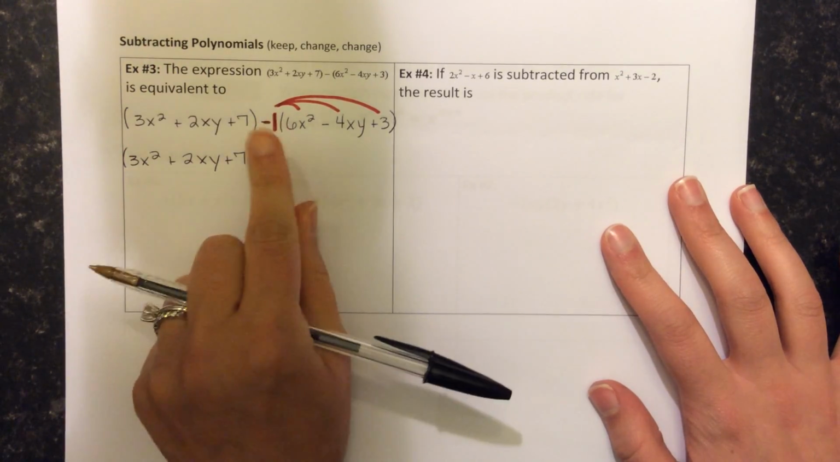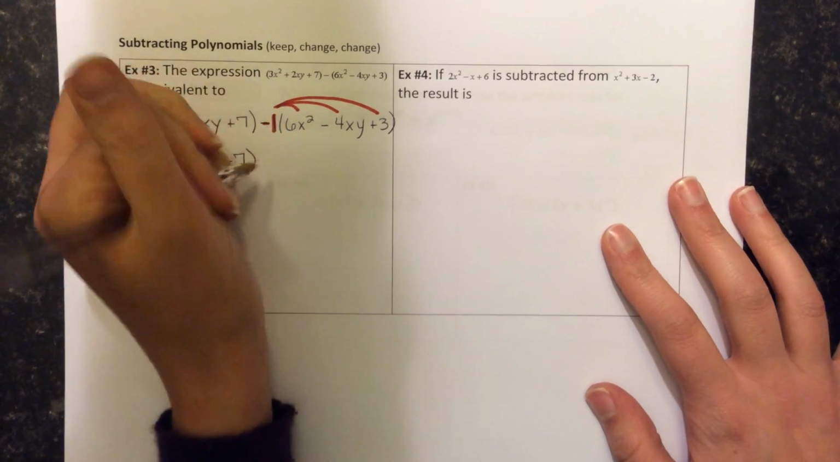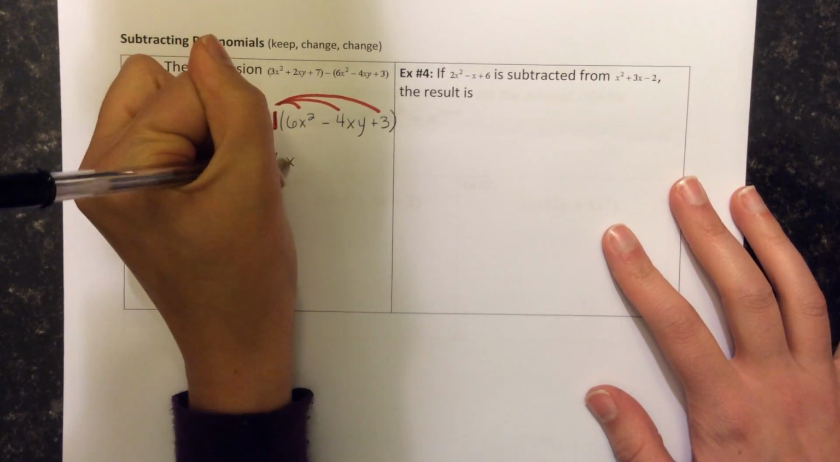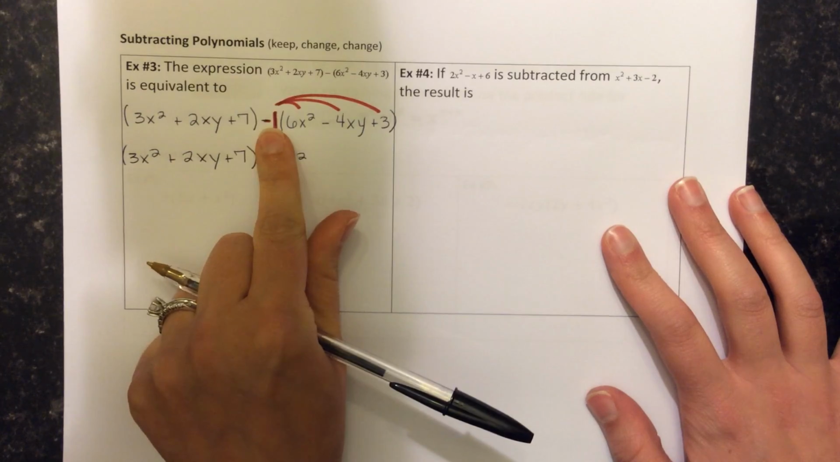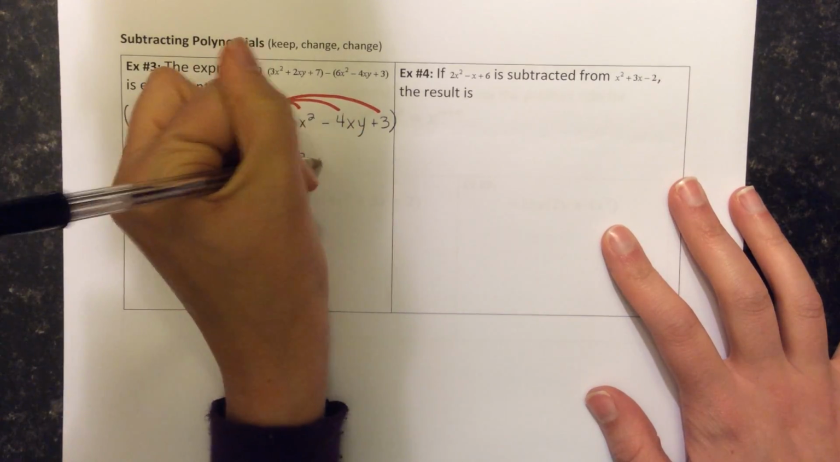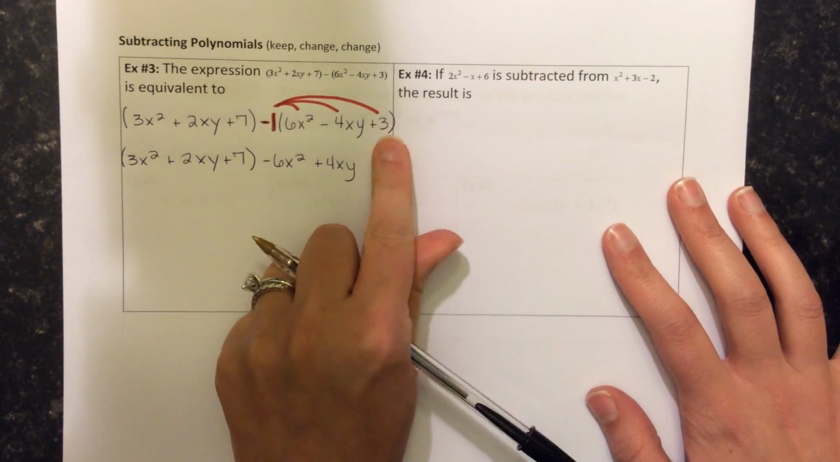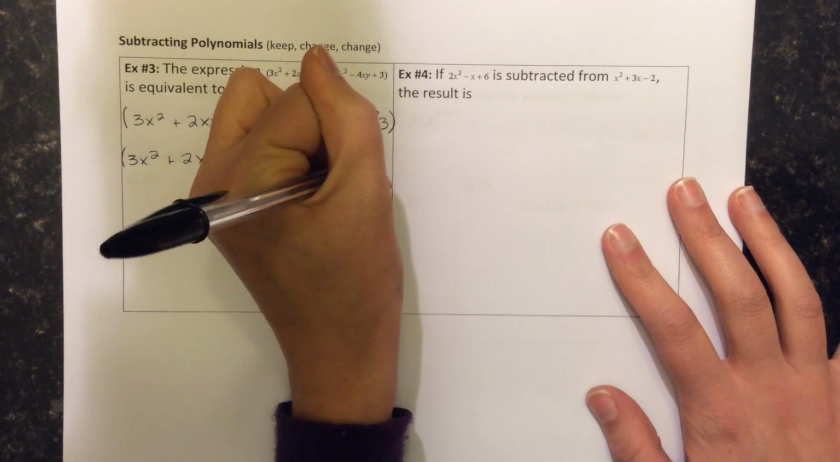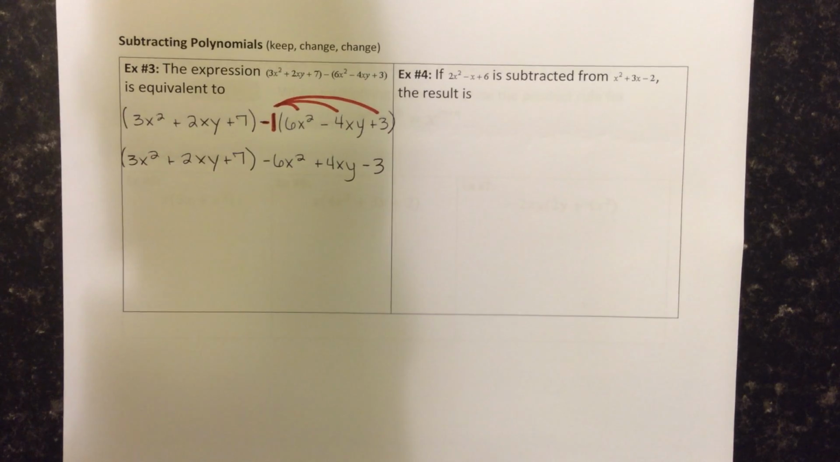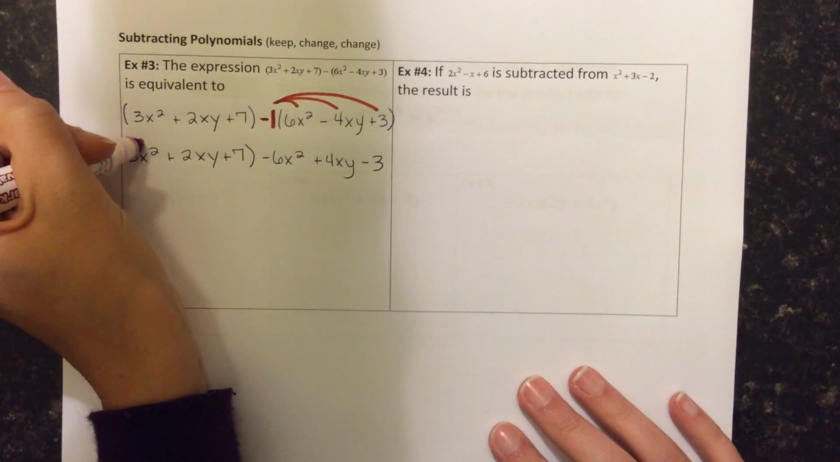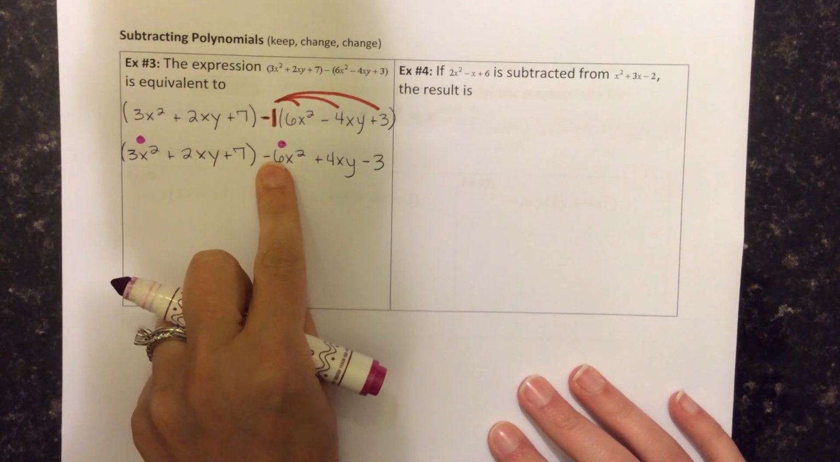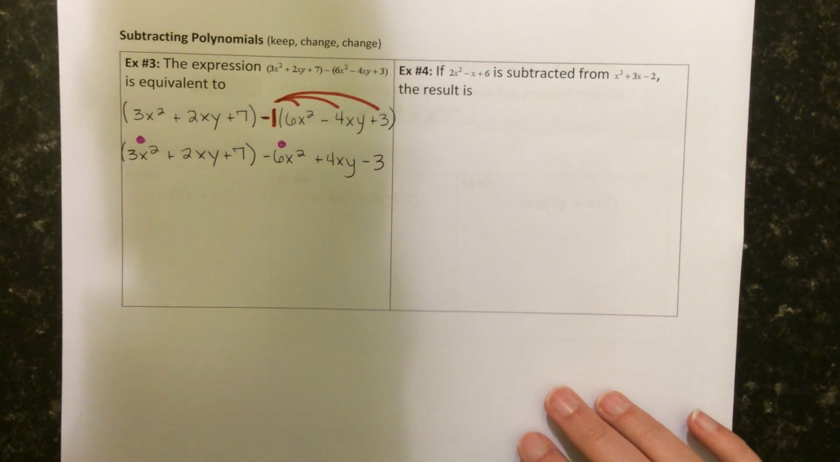Now, if I multiply a -1 times a positive, that gives me a negative. And if I multiply a -1 by a negative, that gives me a positive. And if I multiply a -1 by a positive, that gives me a negative. Okay? And now I'm just going to combine my like terms again. So I have this x squared here and this x squared here. Notice that that is a negative.